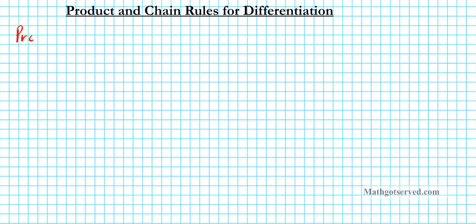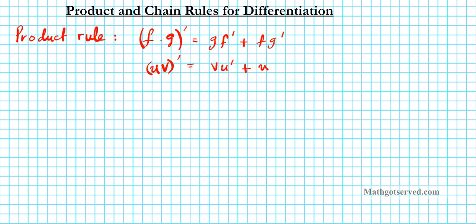So the product rule is applicable to functions that involve the product of two functions. Let's say we have two functions f times g. Then the derivative of f times g is going to be g f prime plus f g prime. In most textbooks, it's represented using u and v. So if you have two functions u and v, (uv) prime is basically v u prime plus u v prime. All right. So this is what the product rule is.